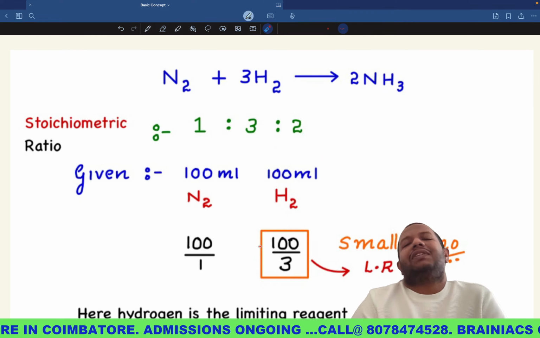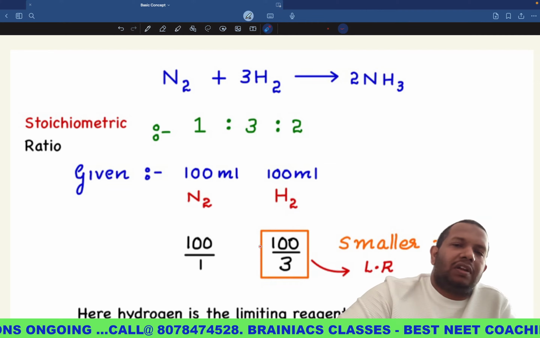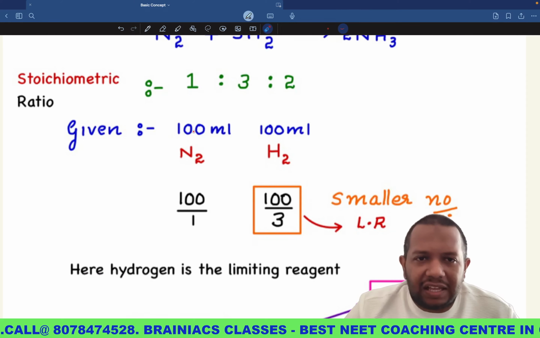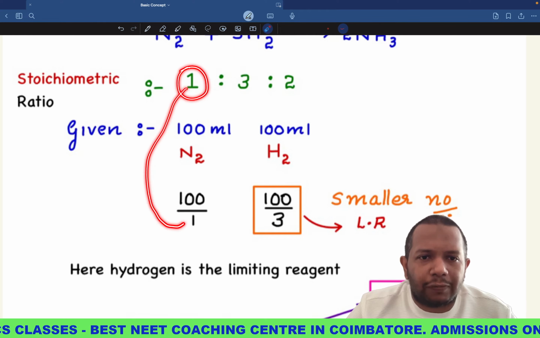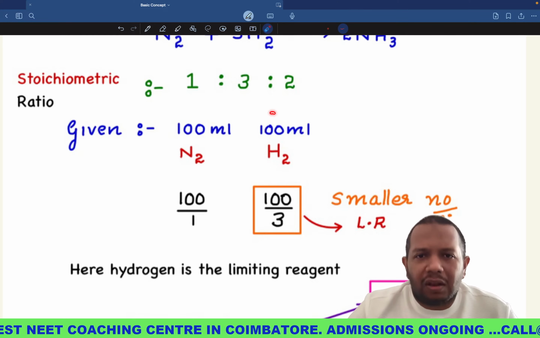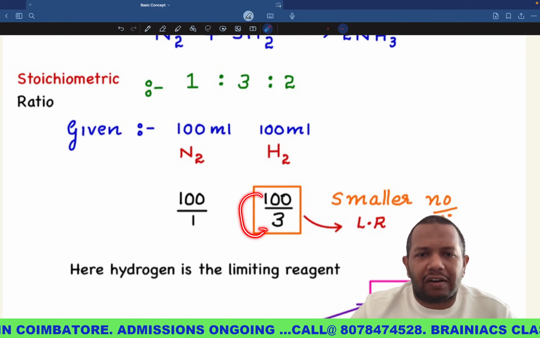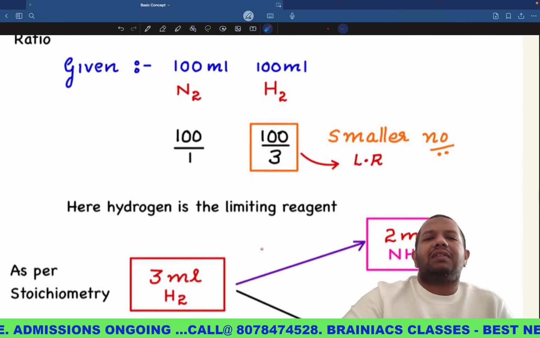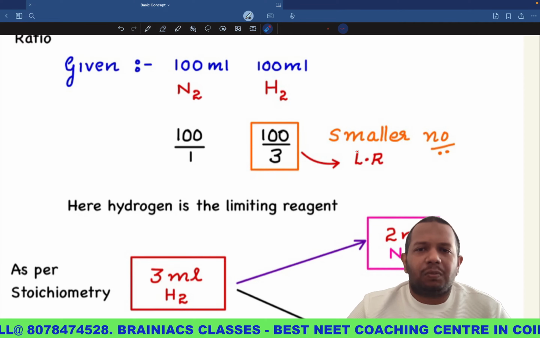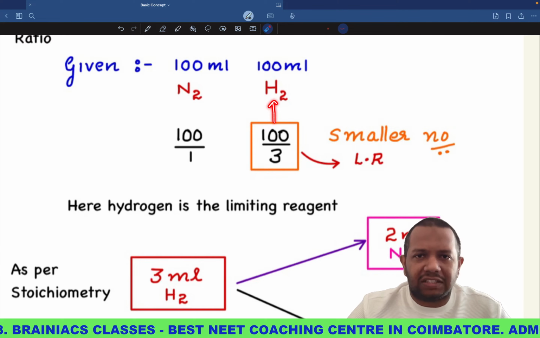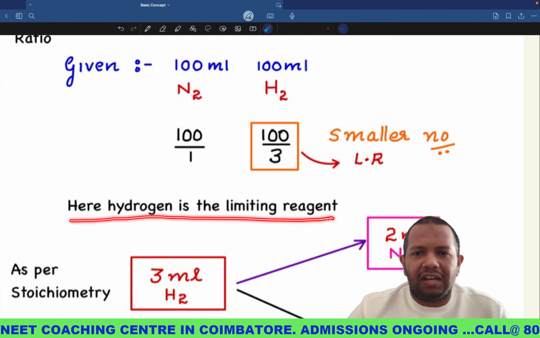Now first we need to check whether limiting reagent is present or not. So what we need to do in order to check that? We know that, take the volume value, divide by the respective stoichiometric coefficient. So 100 by 1. Here also take the given value 100, divide by the respective stoichiometric coefficient, 100 by 3. While dividing itself, we could understand that 100 by 3 is the smallest number. So if that is the smaller number, then the respective one, that is hydrogen, is the limiting reagent. So here I can say hydrogen is the limiting reagent.